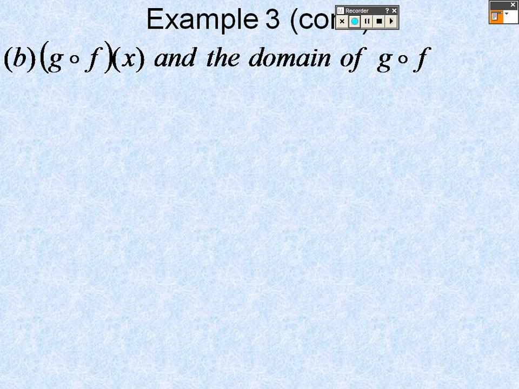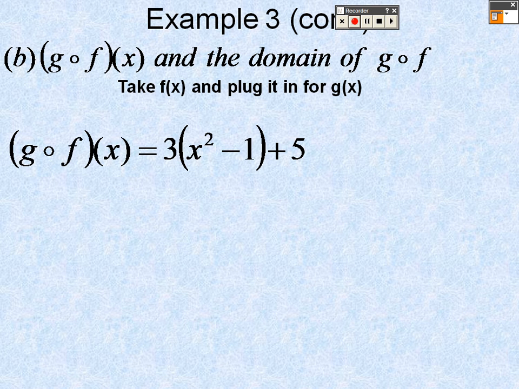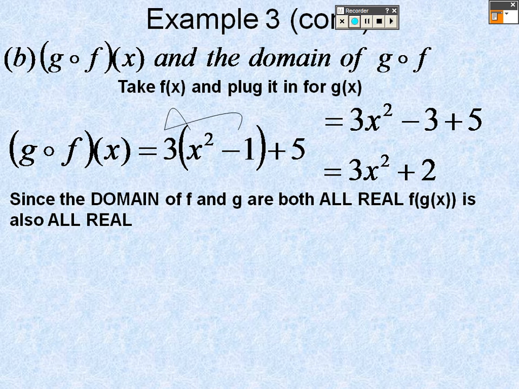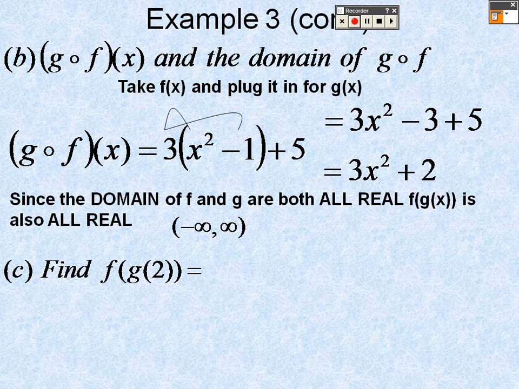Alright, so g of f of x, that means now I'm going to take f and plug that into g. So f was x squared minus 1, so I take all of that and plug it into g. So now I take that through to both. 3 times x squared is 3x squared. 3 times negative 1 is negative 3, plus 5. I combine it together to get 3x squared plus 2. Once again, since the domains for both of those were all real numbers, then this is also going to be all real numbers. Negative infinity to infinity.